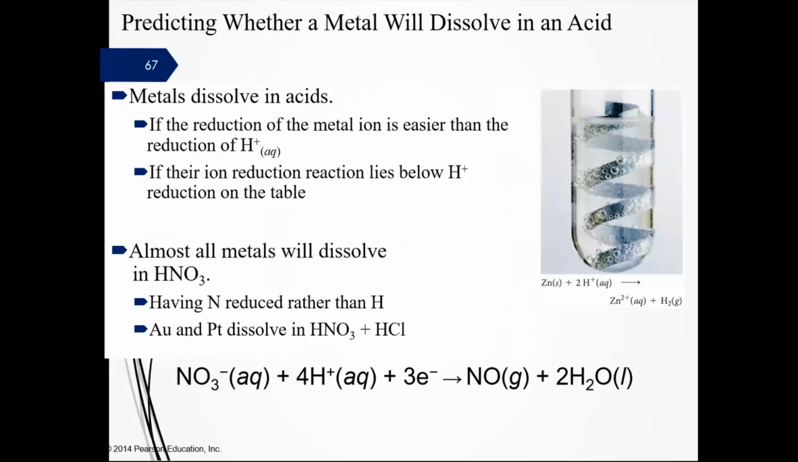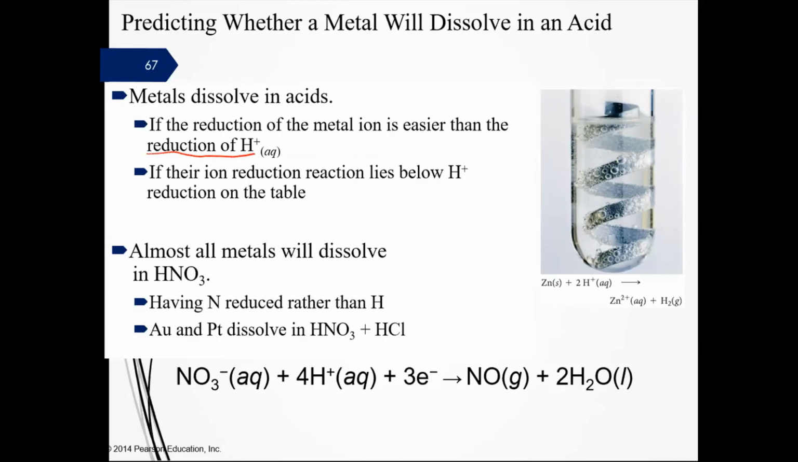The last thing is that when you look at your reactions and you want to think about whether or not metals would dissolve in an acid or not, you're really comparing them against the sheet, right? Metals dissolve in acids if the reduction of the metal is easier than the reduction of the H+. So if they would rather reduce, then we can get them to dissolve. If we can get them to reduce, then their ion reduction is going to lie below that of the H+.